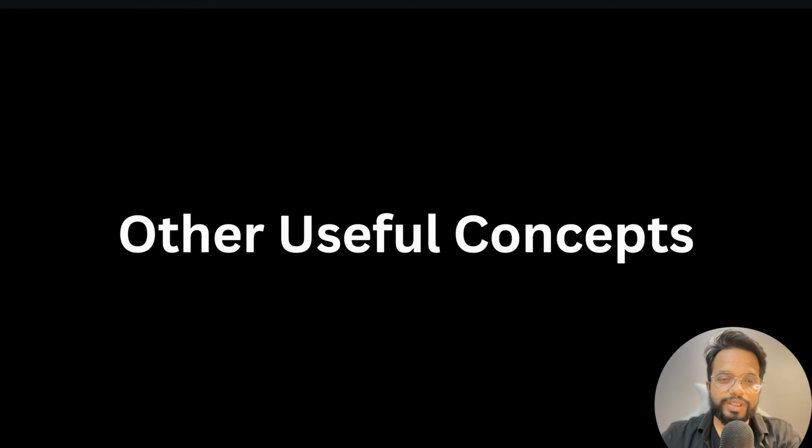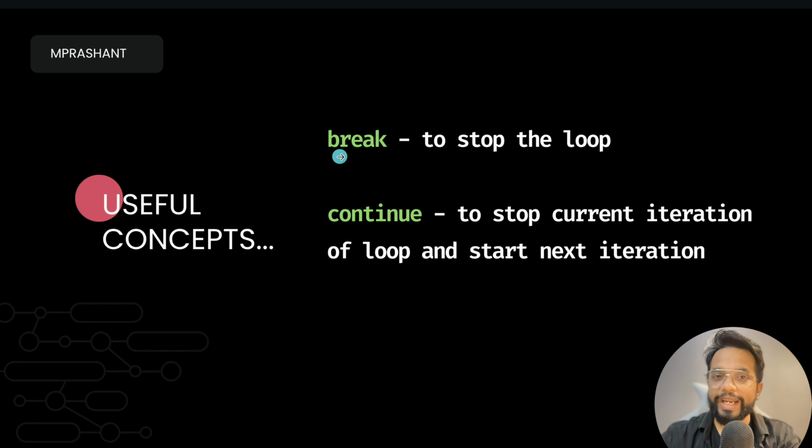So let's go through some useful concepts in shell scripting. First is break and continue. These are predefined keywords, and we can use them to control the iteration of our loop. For example, using break to stop the loop on a given condition, and using continue to stop the current iteration of the loop and start the next iteration.